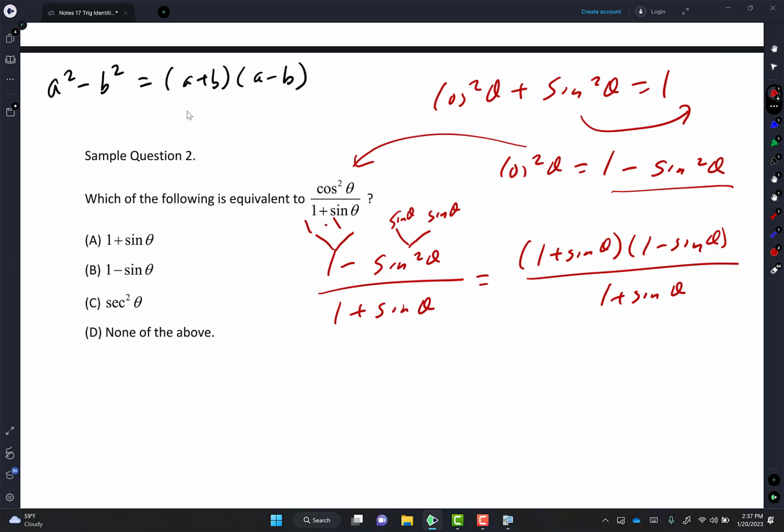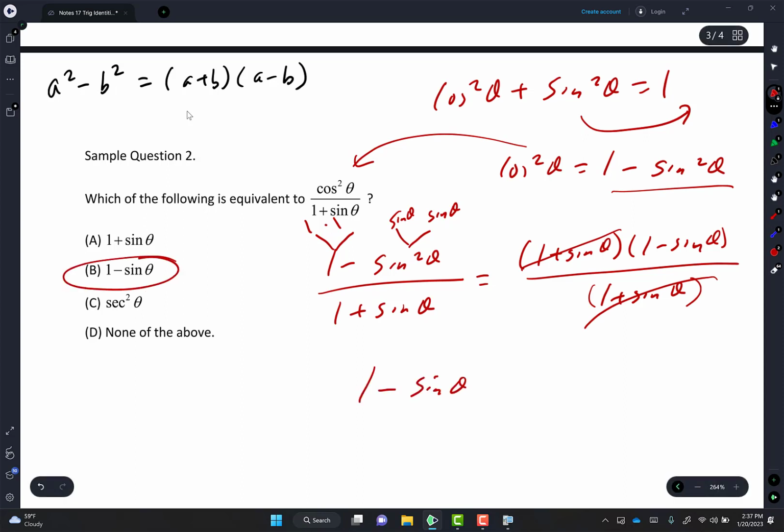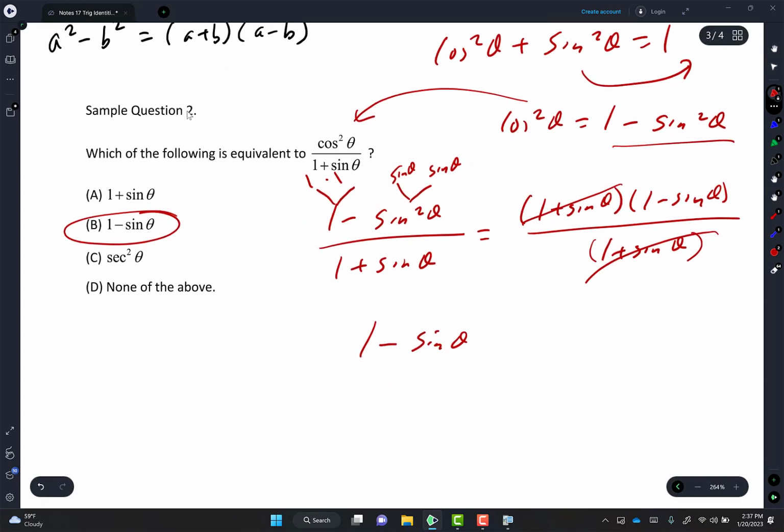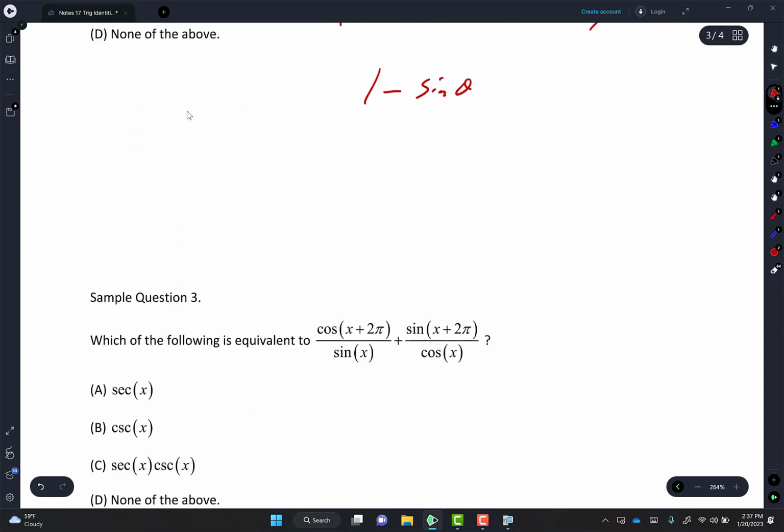How do you feel? Okay, awesome. What can I cancel? If it helps, put parentheses on this. Yeah, the 1 plus sine theta, they cancel out. Look, bam, bam. What are you left with? That's my answer. Beautiful, beautiful. If you like puzzles, you will love this, because this is just like a little puzzle. That's all you're doing. Do little puzzles for fun.